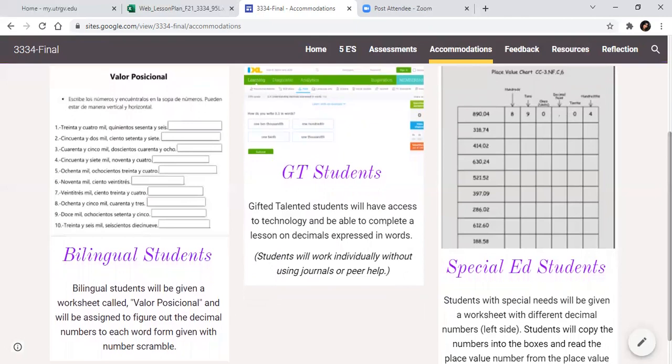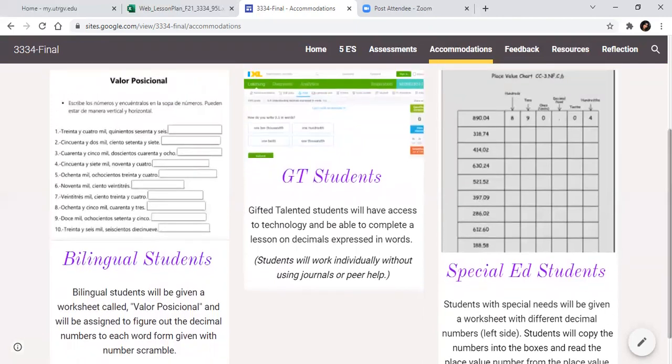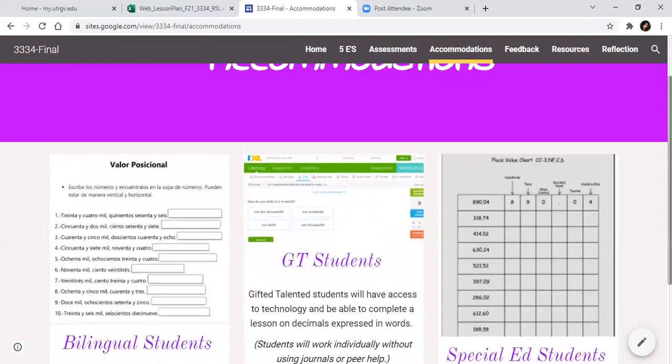Okay, for my special ed students with special needs, they will be given a worksheet with different decimal numbers, as you can see on the left side. Students will copy the numbers into the boxes and read the place value number from the place value chart. So as you can see, the numbers on the left side, they will just copy into the chart and will be able to understand the place value of each digit.